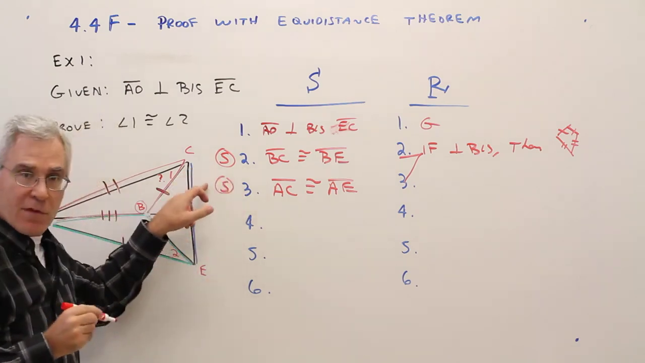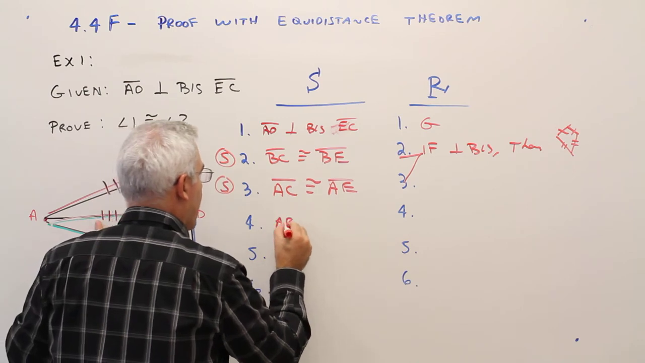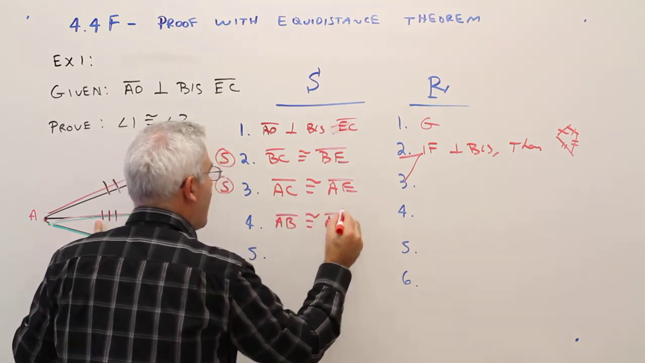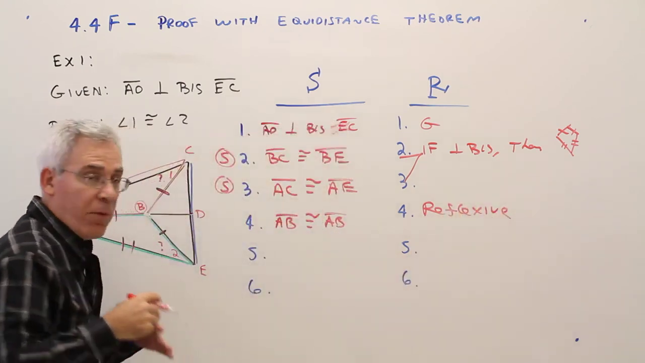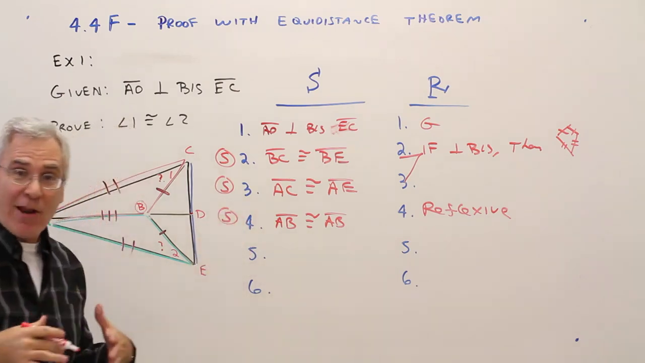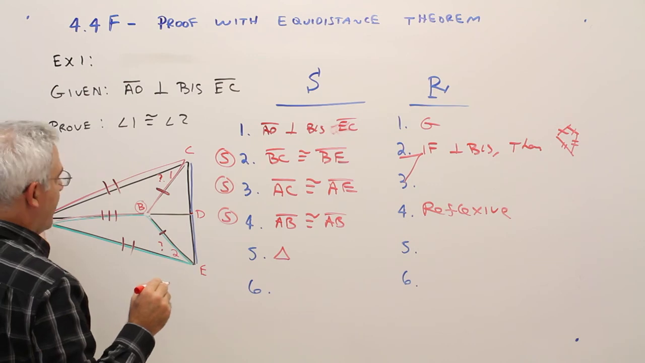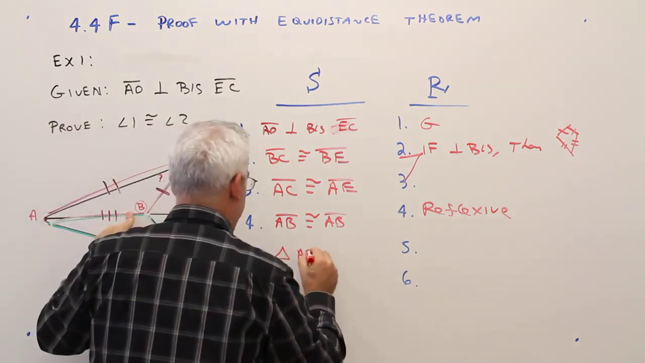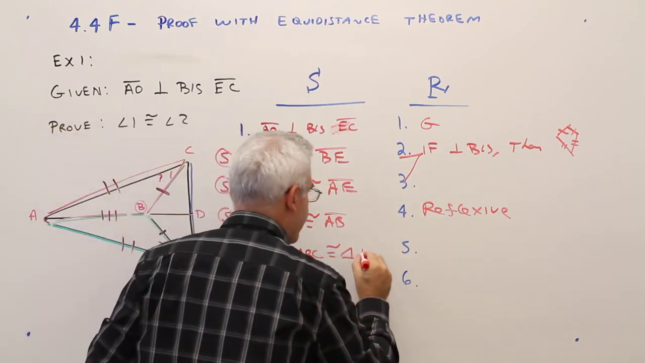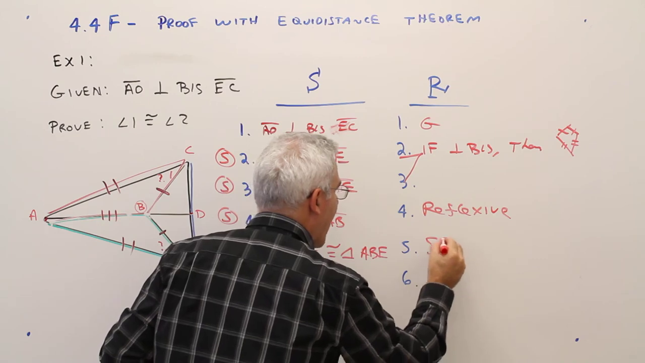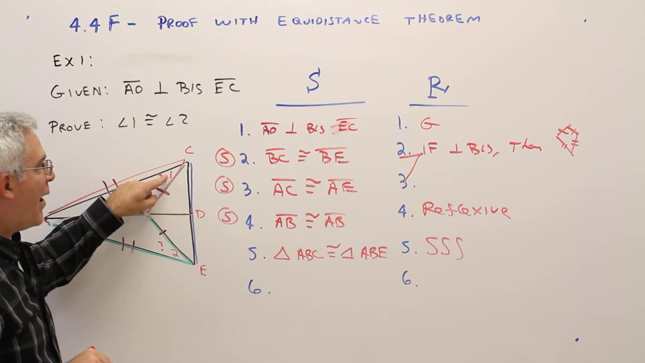I do like to have different steps to support all three sides. For, I'll say AB is congruent to AB by reflexive. That's another side. Now I can get the triangles congruent. Triangle, I'll go ABC, is congruent to triangle ABE by side, side, side. And then once I get the triangles congruent, I can get the parts congruent.